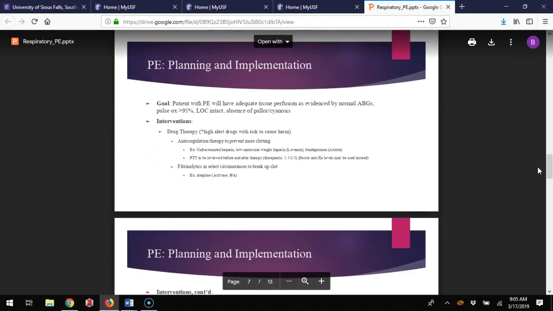Another goal would be adequate tissue perfusion. So, looking once again at ABGs, level of consciousness, all those kinds of things. We can do drug therapy.